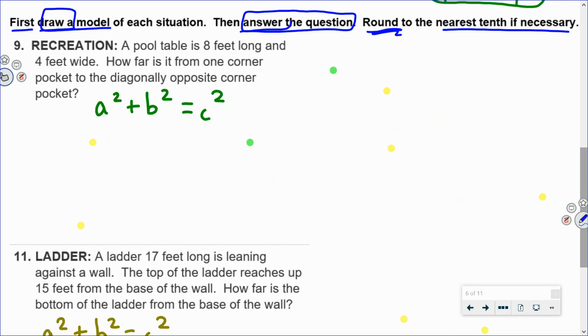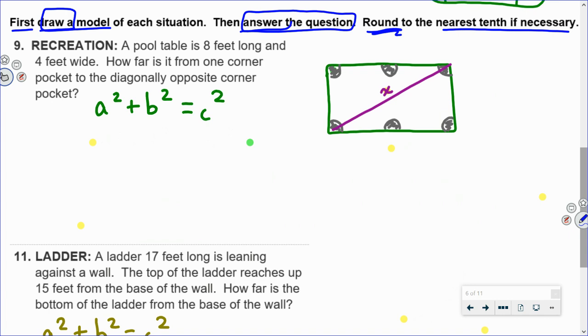So number 9 is about a recreational event or a tool, I guess you could say. A pool table is 8 feet long, 4 feet wide. How far is it from one corner pocket to the diagonally opposite corner pocket? I'm picturing a pool table, and we want to find out how far it is from one pocket to the other. Any pool table I know is a rectangle, and rectangles, ladies and gents, have right angles. So I am seeing two right triangles, but let's just focus on one of them.